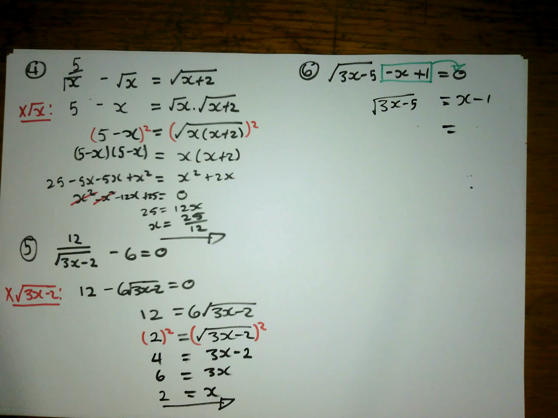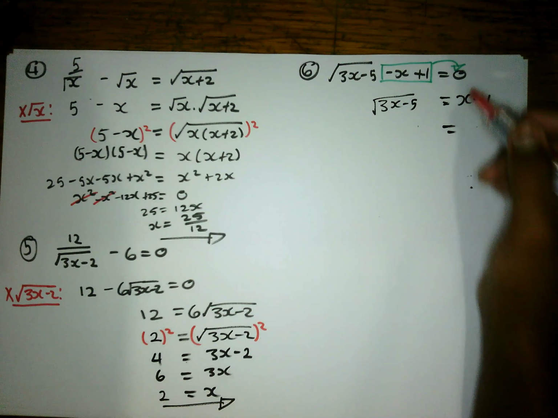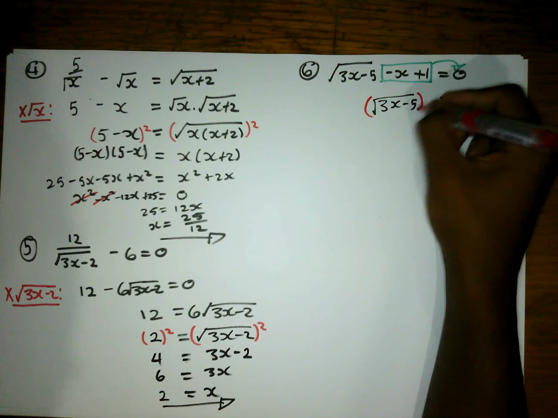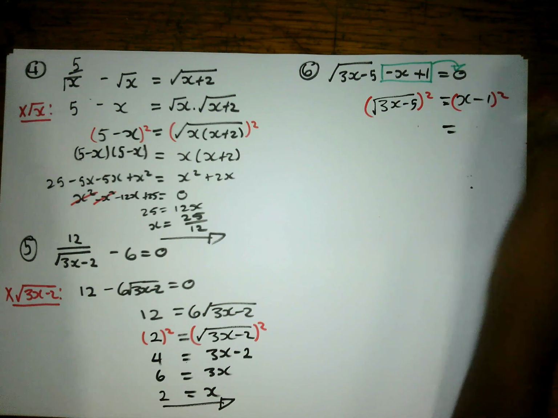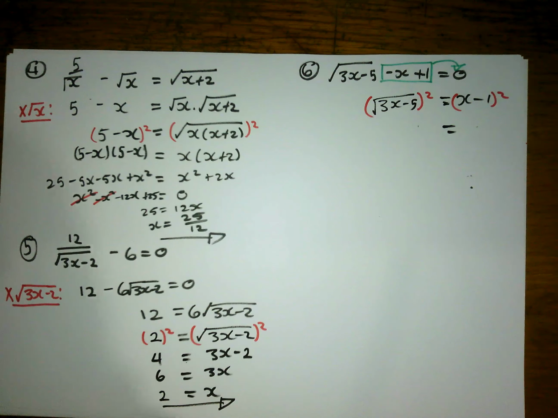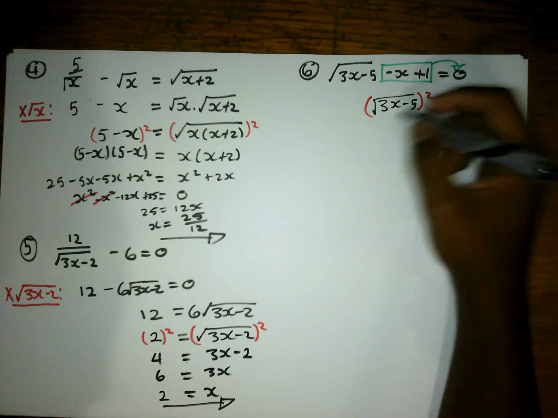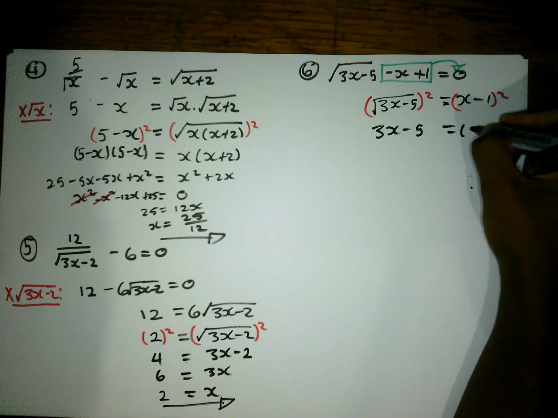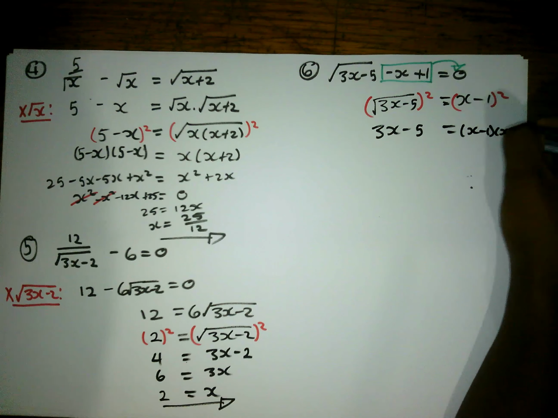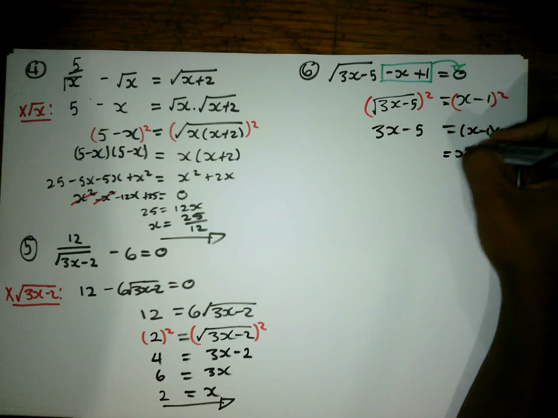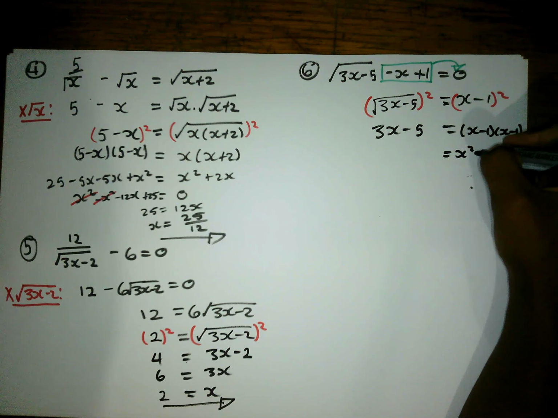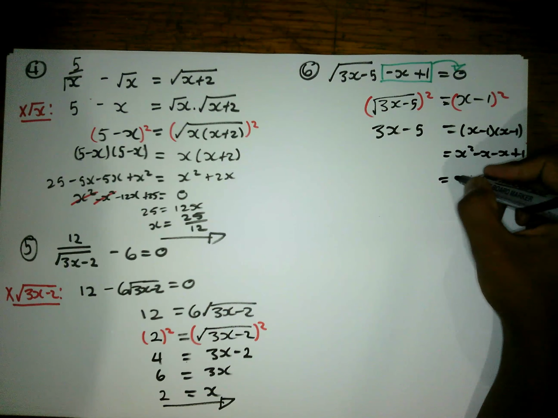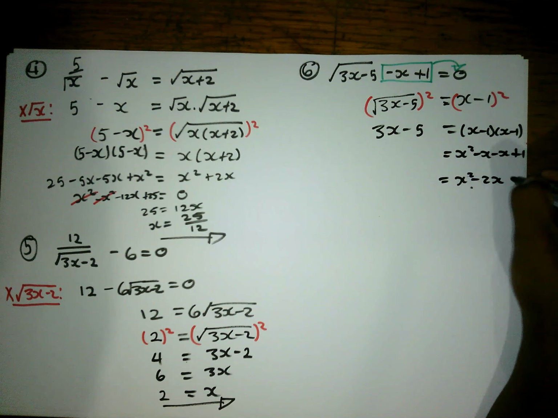Okay, what we do now is we have a square root out again, and then we have x minus 1 on this side. Then we square both sides. We square both sides. Then we are left with 3x minus 5 there, and then x minus 1 squared, which is x squared minus 2x plus 1.